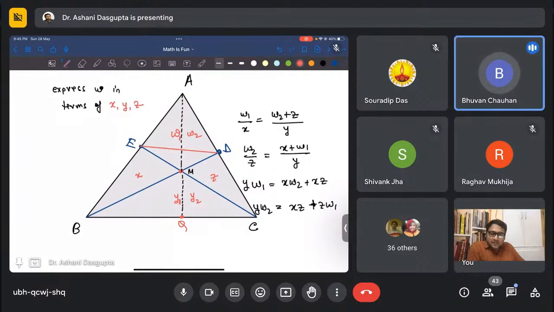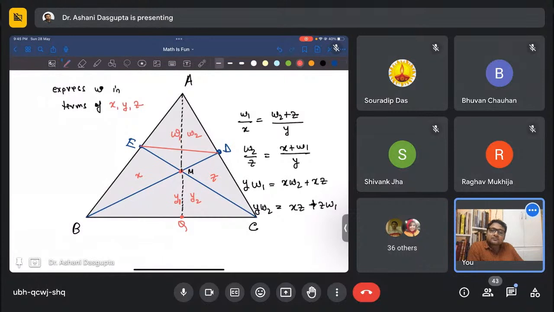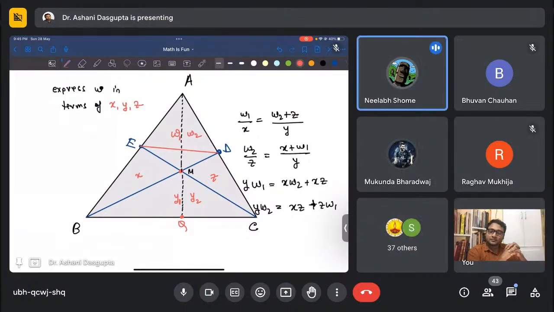Sir, can we directly do using Ceva's theorem? I don't know, you tell me. I am pretty sure that all of you know everything that is necessary to solve this problem. Sir, we could use the area ratios, sir. Use it and tell me what to do.